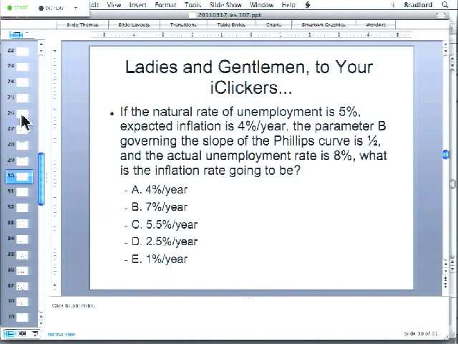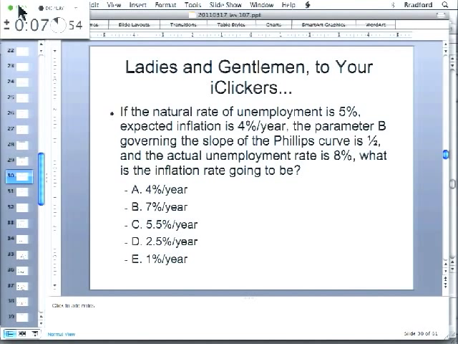Let's try it again. The natural rate of unemployment is 5% and 2% expected inflation. A parameter of 1 for the Phillips curve rather than 1/2. What's the inflation rate going to be for these parameters in this particular economy? Which looks somewhat like us, except the actual unemployment rate is lower than our current one. Certainly expected inflation in the U.S. economy right now is about 2%. It's not that far different from there.